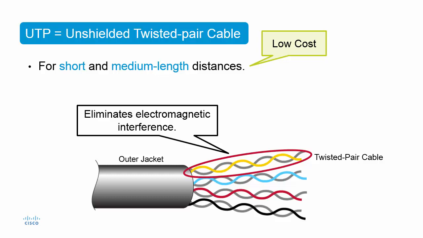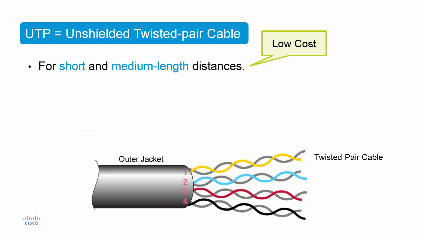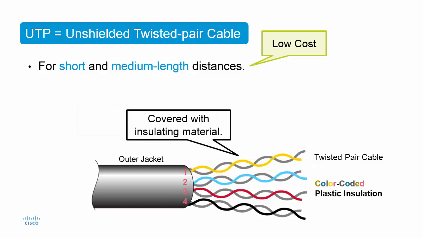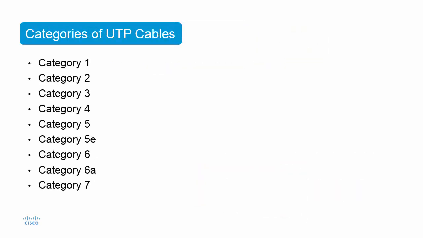As you can see, a UTP cable is a 4-pair wire. Each of the 8 individual copper wires is covered with insulating material. Also, the wires in each pair are twisted around each other. A UTP cable is used in various types of networks, so you can imagine there are several categories of UTP cables, and those are categories 1 through 7.